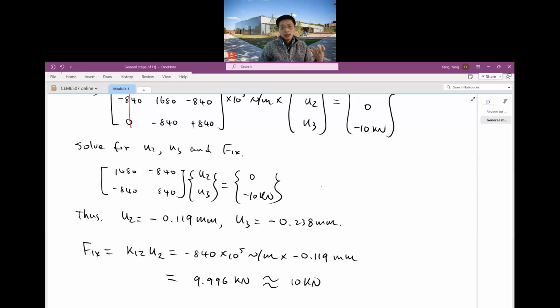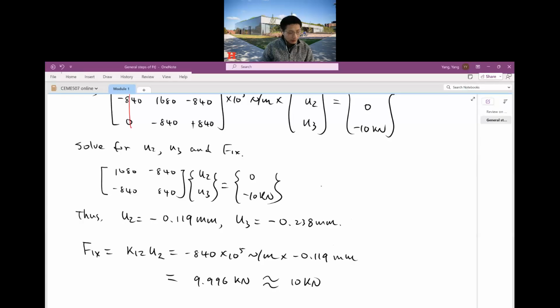So the reaction force in node 1 will be 10 kilonewton, which is consistent with the value which we can obtain from the mechanics of materials method here. Right? So a little bit of calculation error over here because of the solution of the linear equations here. So 9.996, but the error is very small.